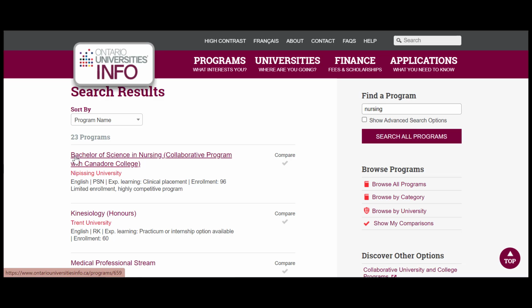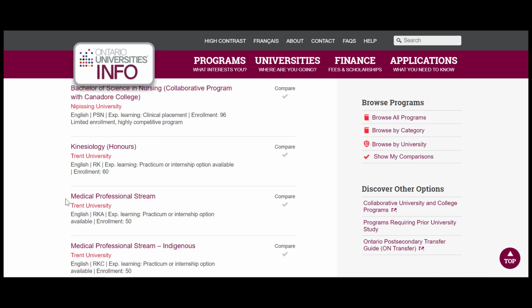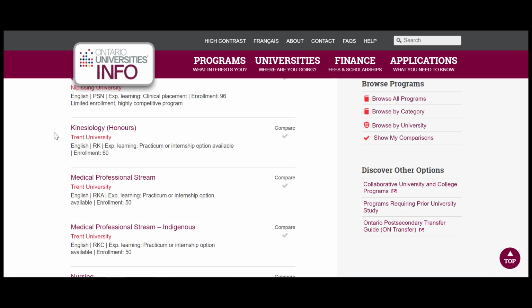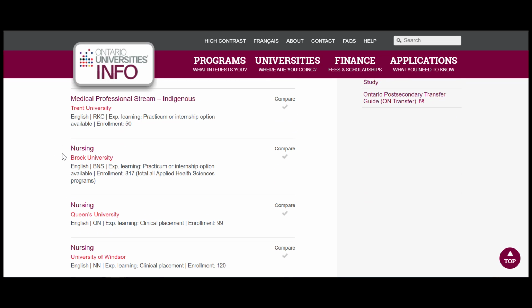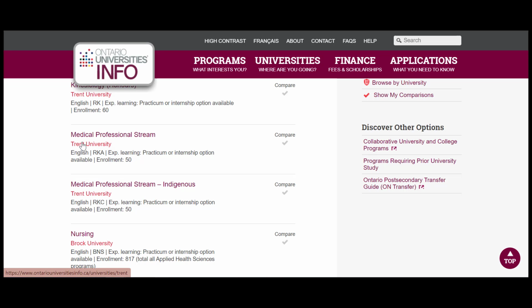So right off the bat, we see these are organized in alphabetical order by the title. So this Bachelor of Science, so B starts at the beginning. You can sort it if you want to by university. I'm going to just start looking here, and you can also see there's kinesiology, medical professional stream. These categories that are not specific to nursing are more like gateway programs. So that might be a great place to start that leads into a nursing program, but you're not coming from high school into a nursing program and graduating from a nursing program all in one sweep.